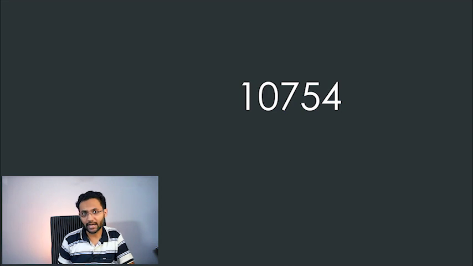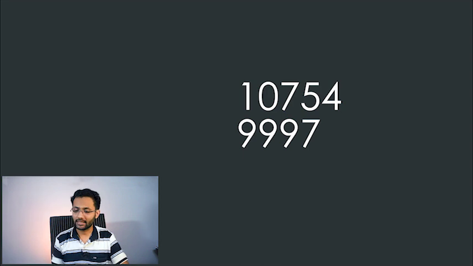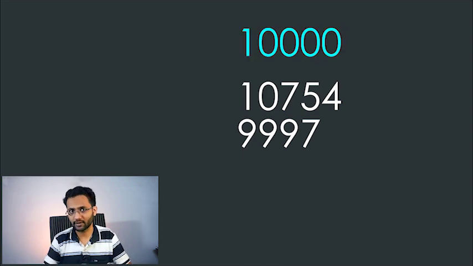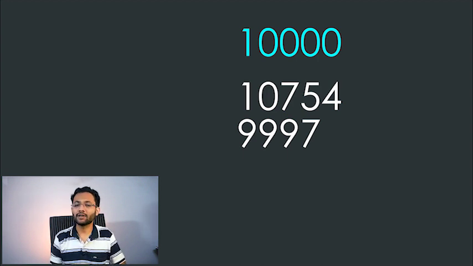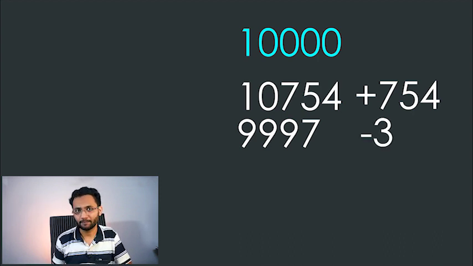10,754 multiplied by 9,997. Here the base is 10,000. So 10,754 is more than 10,000 by 754. So we write plus 754. 9,997 is 3 less than 10,000. So we write minus 3. Now cross addition or subtraction.